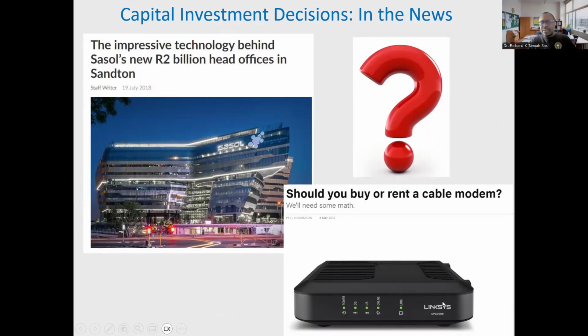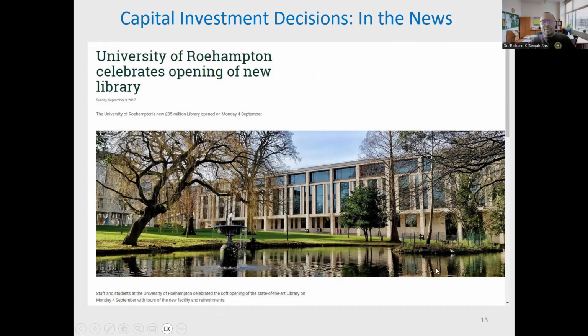Should you buy or rent a cable modem? Some more analysis comes in there, right? So it happens almost everywhere. Another one, we look at Roehampton University opening its library, which cost them £35 million. That's capital intensive, right? So they got a state-of-the-art library on 4th September, sometime 2017. That's what was reported, and this deals with so much investment analysis which went in.